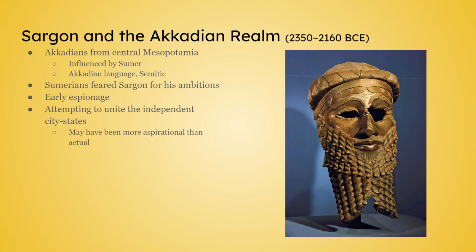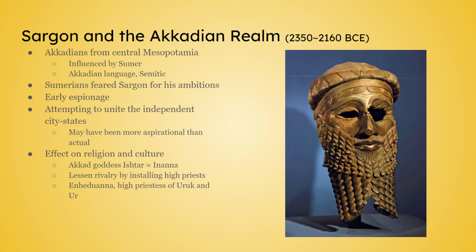And while his attempts to unite independent city-states may have been more aspirational than actual, he definitely did have an effect on religion and culture in the region, such as unifying the Akkad goddess Ishtar with Inanna, and he lessened rivalry between these two regions by installing high priests in every city. And his daughter Enheduanna was the high priestess of Uruk and Ur, and she is the earliest known author.